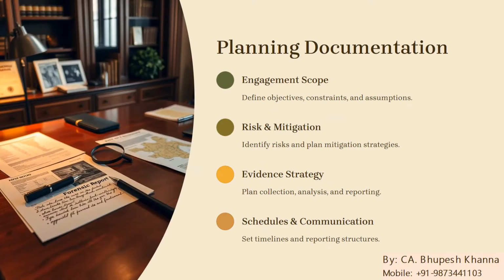The next point is planning documentation. As per FAIS 310, the planning process should be formally documented. The documentation should include engagement scope and objectives, constraints and assumptions, identified risks and mitigation plans, strategy for evidence collection and analysis, time schedules and deliverables, reporting structure and communication plan. This documentation not only guides the engagement, but also acts as a defense in case of legal scrutiny.